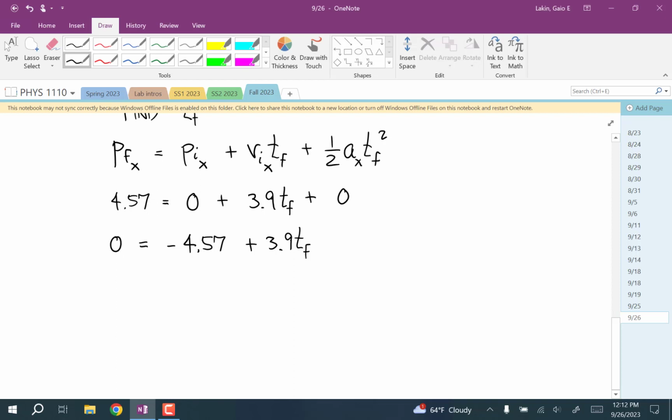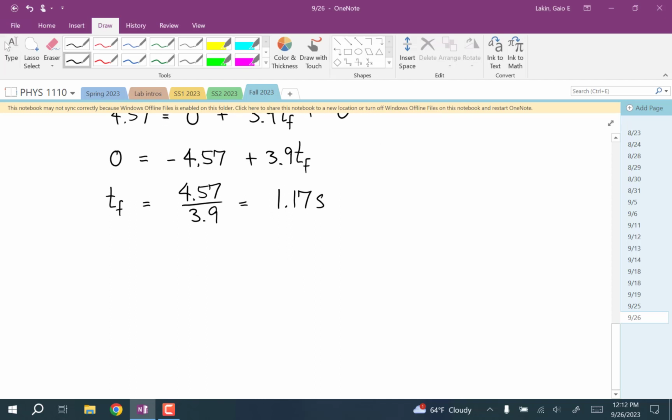So TF is equal to 4.57 divided by 3.9. And so what do you get for that? 0.17? 1.17 seconds. Okay.